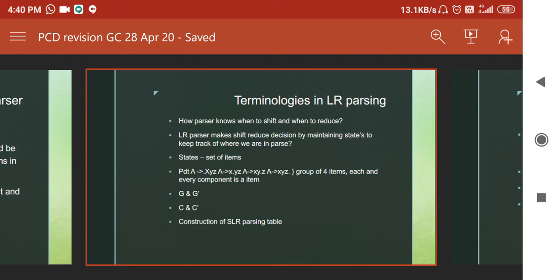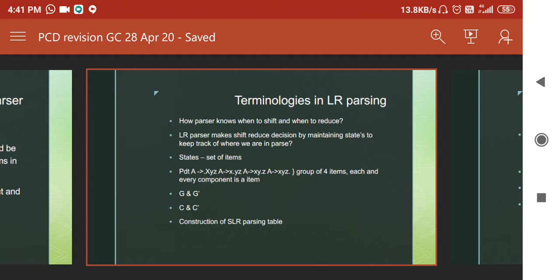And then the fourth item is going to be A gives xyz dot. Now I am going to move that particular dot from the left of z to the right of z. After this movement of dots only, I am going to convert this xyz into A. This movement of dots from left to right is like the shifting process, and after completing all those movements, converting xyz into A we call the reducing process. So when we have to shift or reduce is based on whatever productions that we have.